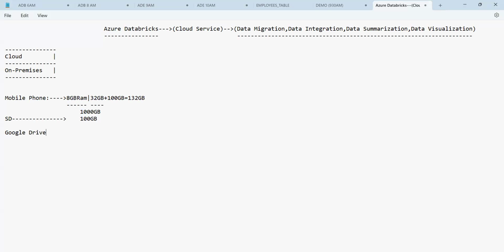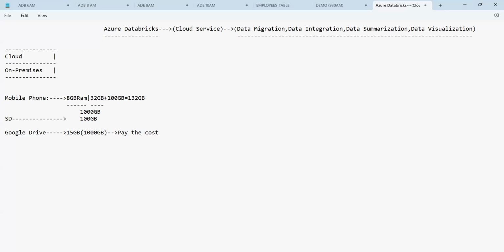Now you must be getting a doubt. Google Drive has a capacity of 15 GB by default, so can you store 1000 GB? Yes, we can store it, but for the 1000 GB we require to pay the cost. Am I right? Once you pay the cost, you can store the data to whatever capacity you have.